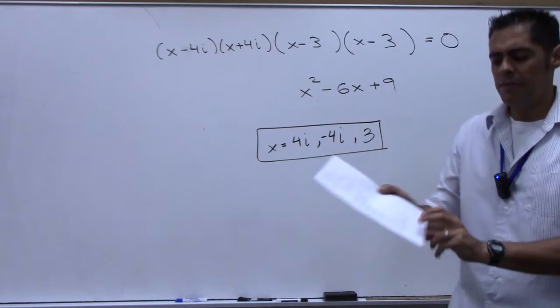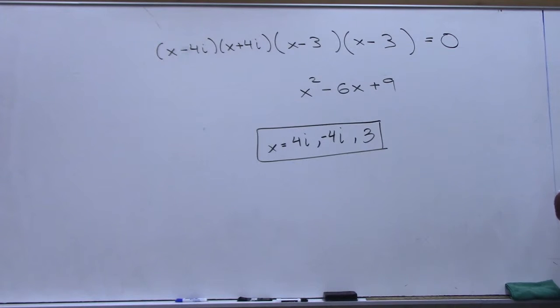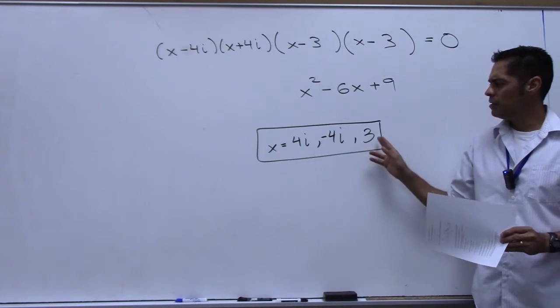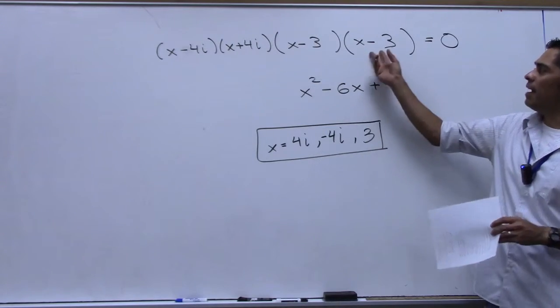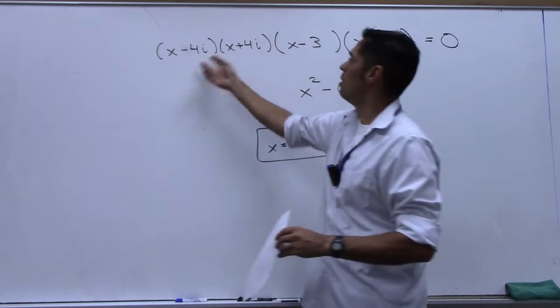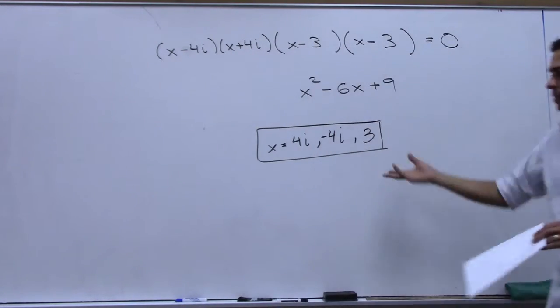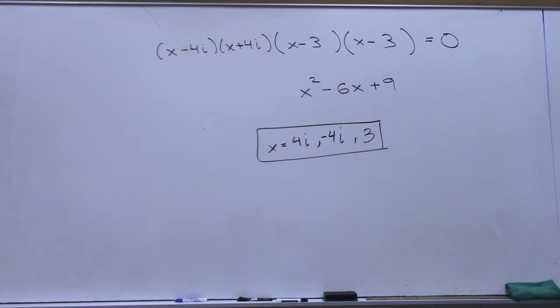What was the degree of the polynomial? 4? We only got 3 answers. One is repeating, right? So that's what I was trying to get at earlier. You'll have 4 factors, but you might have repeating factors, which would give you a repeated 0.